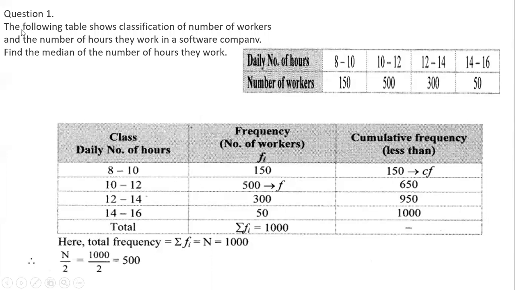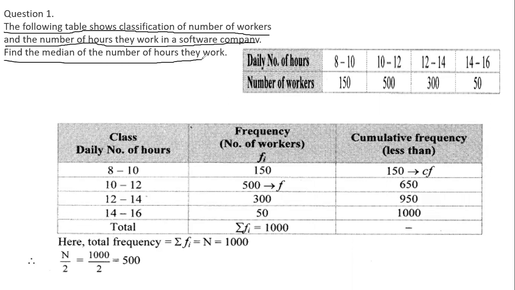Here, question number 1. It is given here. The following table shows a classification of number of workers and the number of hours they work in a software company. Find the median of the number of hours they work. So here you can see daily number of hours and number of workers. The classes are 8 to 10, 10 to 12, 12 to 14, 14 to 16. Frequency is given as 150, 350, 300, 50.